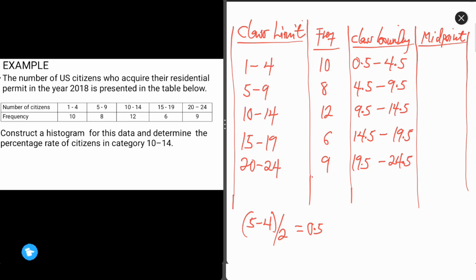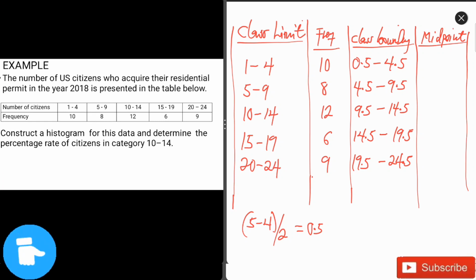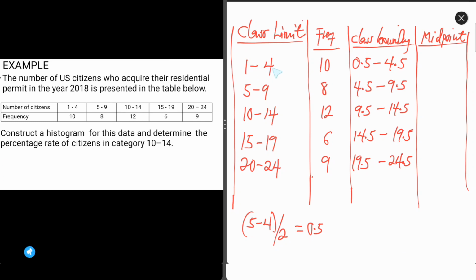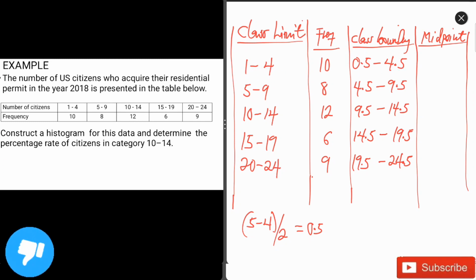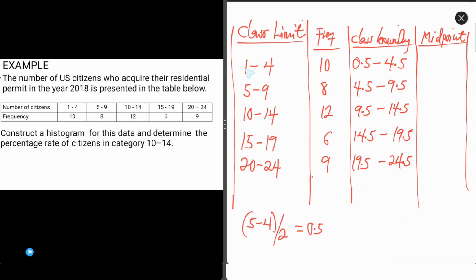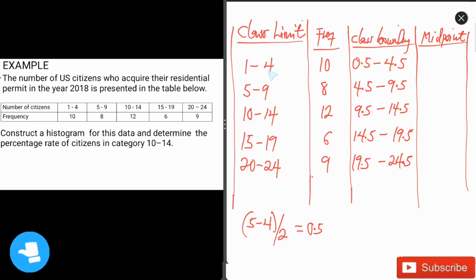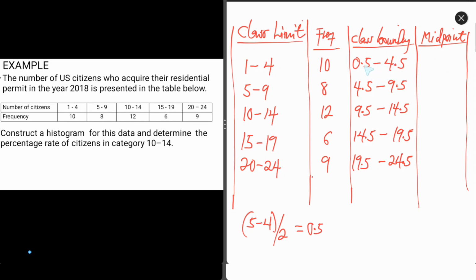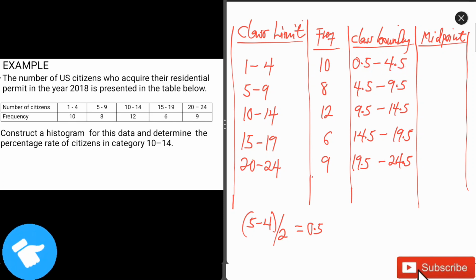And then for you to get your class midpoint, it is basically your lower limit and the upper limit added together, and then divide the result by 2. That will help you to find your midpoint. So it is the lower class limit plus the upper class limit divided by 2, or it is your lower class boundary plus the upper class boundary, divide the result by 2, and that should fetch you your class midpoint. Is that okay? So let's see how we get a class midpoint. Here I have 0.5 plus 4.5, which will give me 5, right?